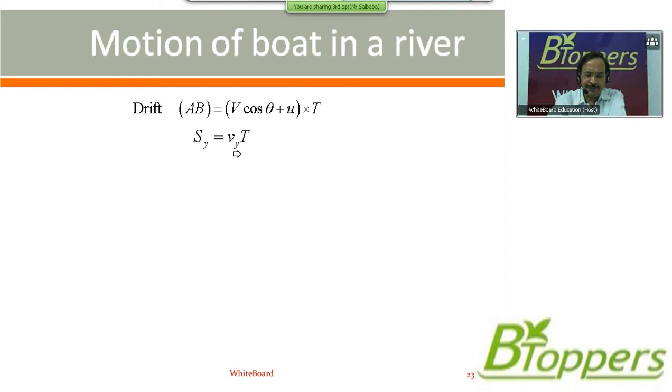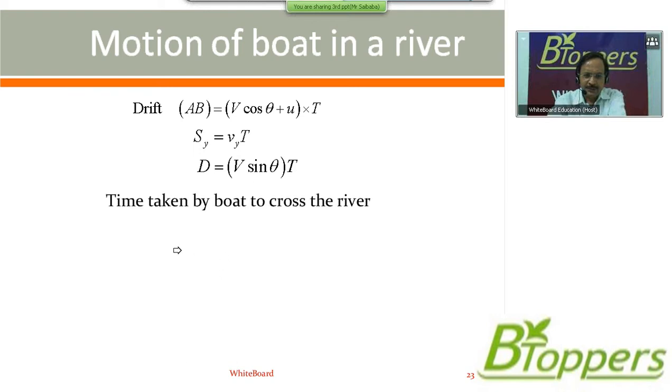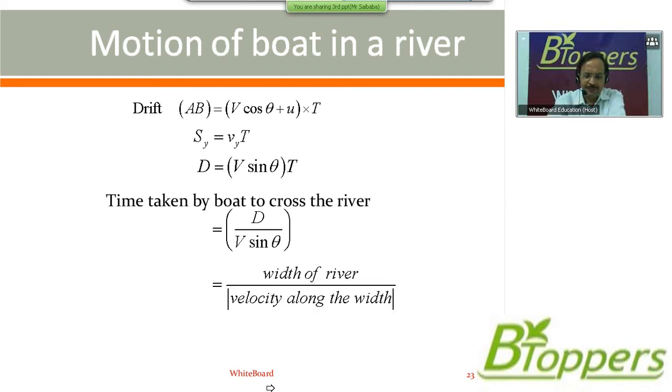Displacement parallel to the y direction you can write as Vy into capital T. When the boat just crosses the river and reaches the other bank, displacement in the y direction is equal to the width of the river, and the time taken to cross the river is denoted by capital T. Vy is V sin theta. That means the time taken by the boat to cross the river is given by capital D by V sin theta. That is equal to the width of the river divided by the magnitude of velocity along the width.